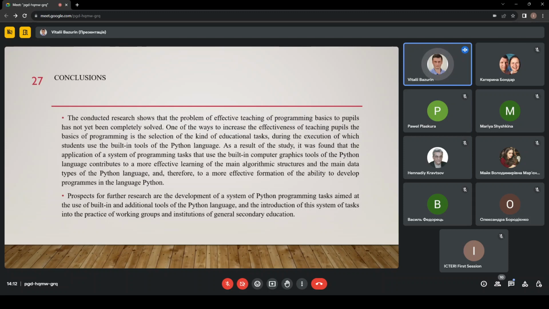Prospects for further research are the development of a system of Python programming tasks aimed at the use of built-in and additional tools of the Python language, and the introduction of this system of tasks into the practice of working groups and institutions of general secondary education.